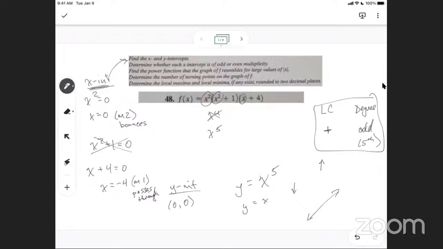But because of the multiplicity, because of the bounce, does that bounce affect turning points? I'm trying to think here. Let me just graph this out and think of what the graph would look like. So my intercepts would be 0 and -4, and the end behavior is down and up. So you know it's got to bounce.